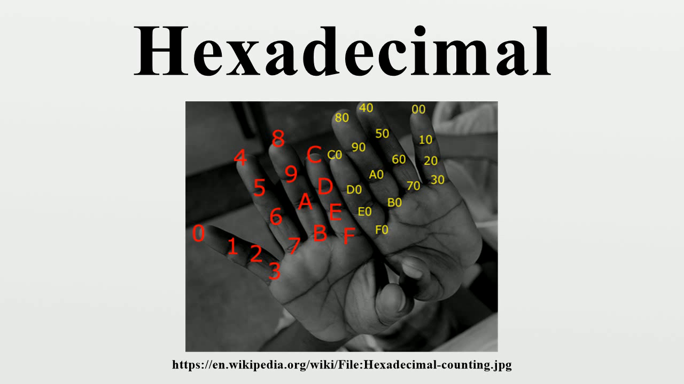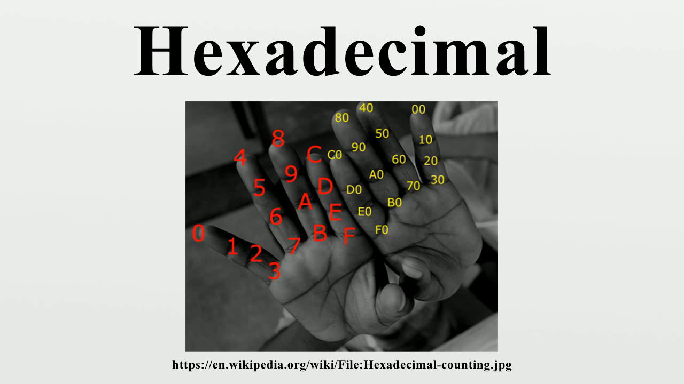Representation. Written representation uses 0 to 9 and A to F. In contexts where the base is not clear, hexadecimal numbers can be ambiguous and confused with numbers expressed in other bases. There are several conventions for expressing values unambiguously. A numerical subscript can give the base explicitly.